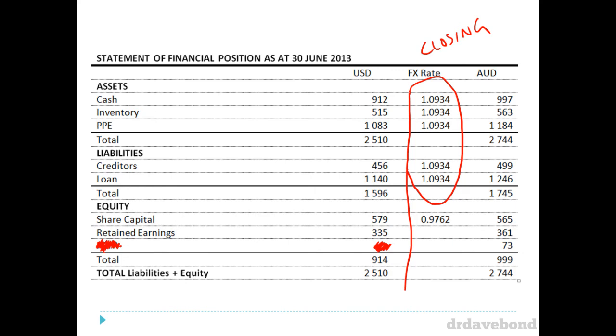Assets, liabilities, just use the closing rate. If anyone gets that wrong, it's like, really? I mean, that should just be fixed in mind. Throw it all in. Make sure you do the right multiplication or division, whatever you need to do. You end up with 2744 for assets and 1745 for liabilities, which means the net assets based on this amount, 2744 minus 1745, is 999.